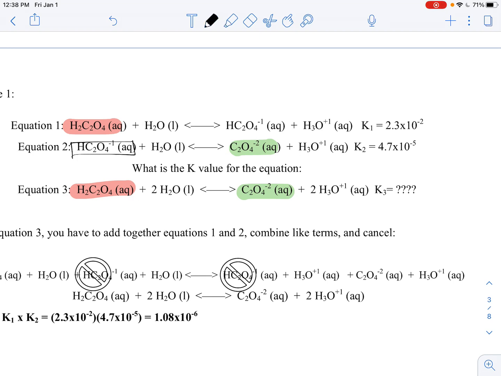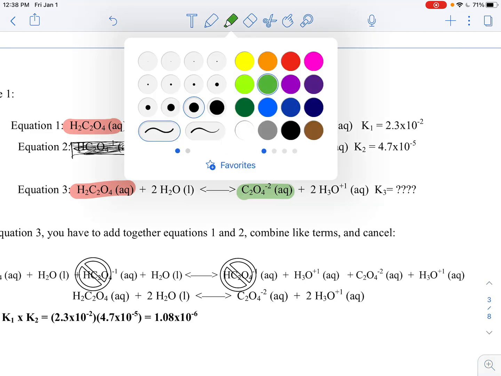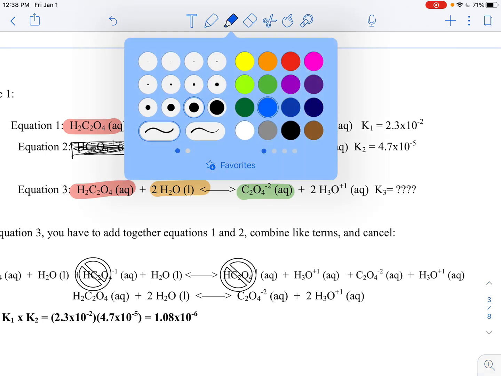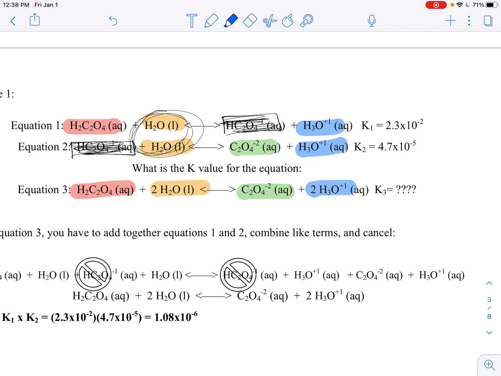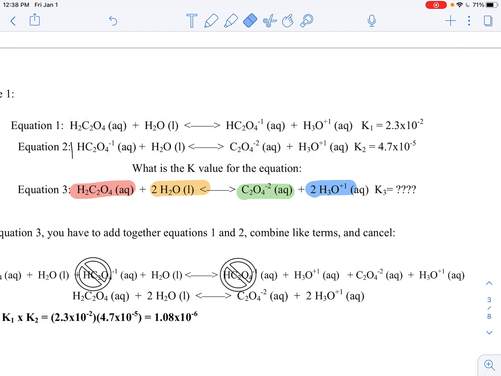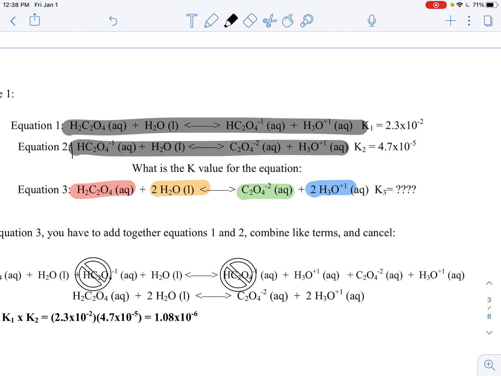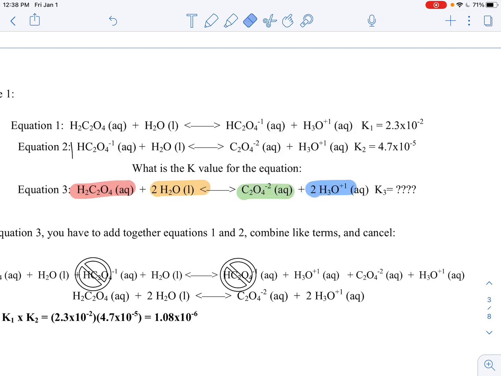Because if I do, watch what happens. The HC2O4 negative 1 and that guy, they cancel each other out, so they go away. And then the waters add up together here to give me the two waters that I need that are here. And then the H3O positives that are here add up to give me this guy here. So it looks like all I have to do is add this top equation here to this second equation that is here. So if I add up those two equations, then I get the equation that I want.